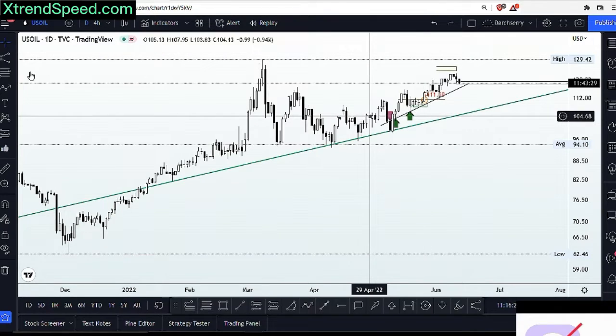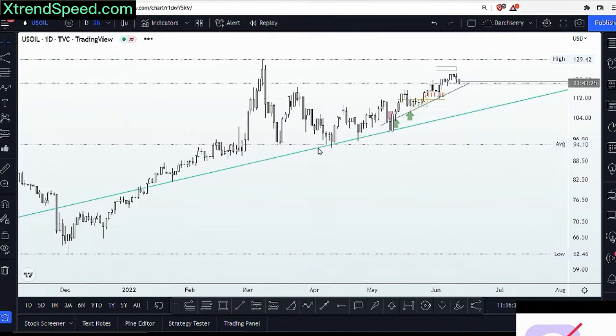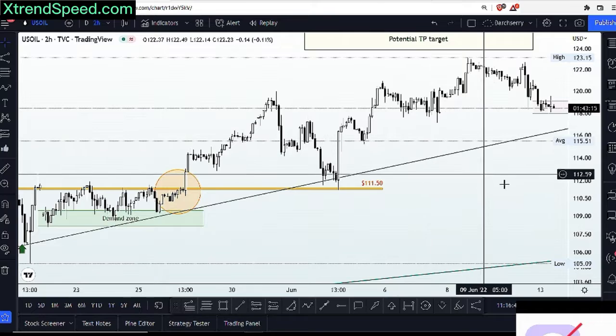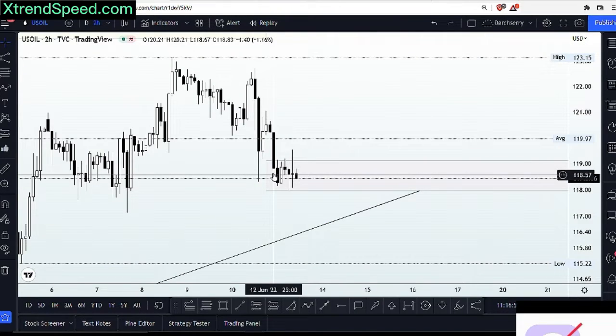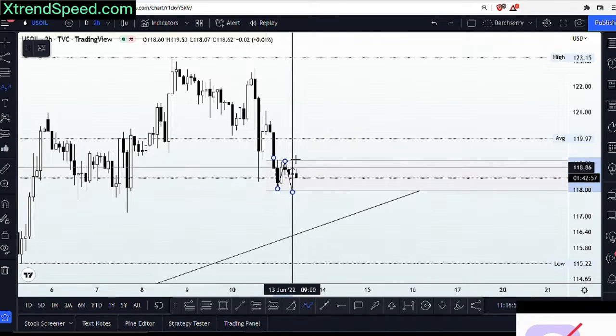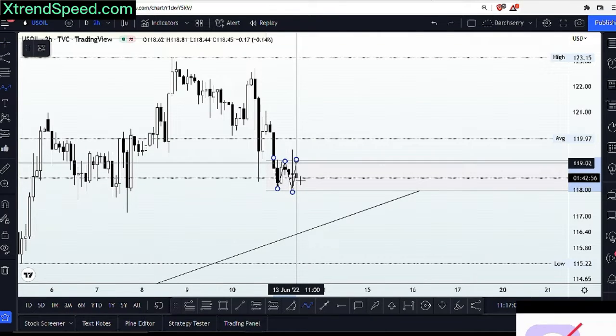Then we need to scale down to a much lower time frame, let's say the 2 hours time frame, to look at how we want to take advantage of any potential as we go into the new week. So this is what we have here at the moment, and we can see that since the beginning of the week, price has been oscillating within the $118 and the $119 area. We saw how price has been in a consolidation phase since the beginning of the week.